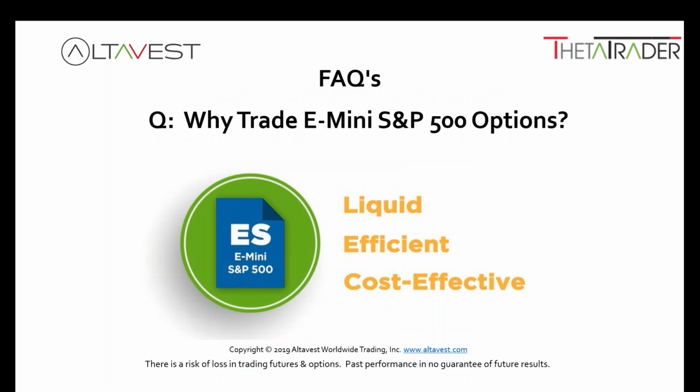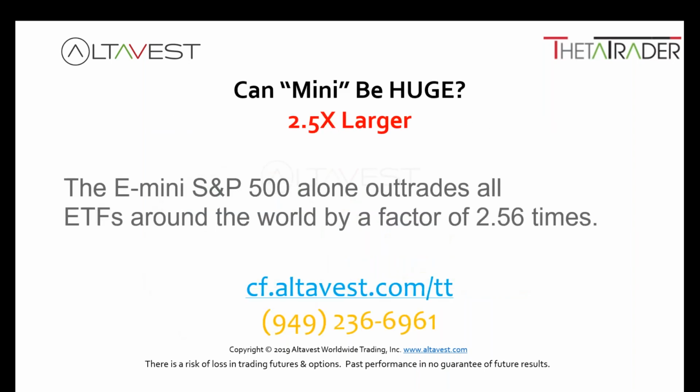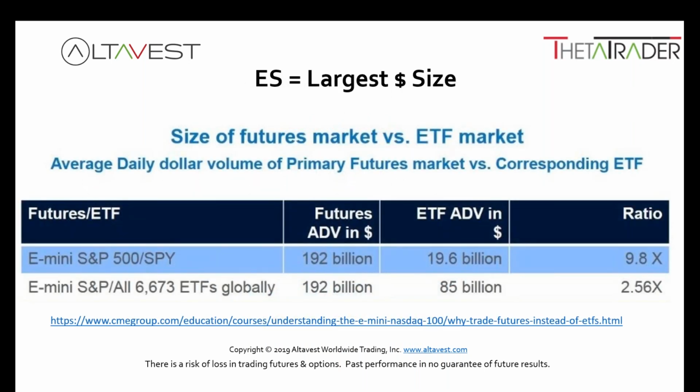And then here, why the E-minis? They're liquid, efficient, and cost-effective. And this is kind of an interesting one that most people have no idea about. The E-mini S&P 500, just that one market, outtrades all ETFs around the globe by over 2.5 times in terms of average daily dollar volume. I bet you didn't know that. That's why we're in this market, folks. And it's also 10 times bigger than the SPY. So you think the SPY is where everyone's trading? No, they're trading E-minis. That's where you want to be.